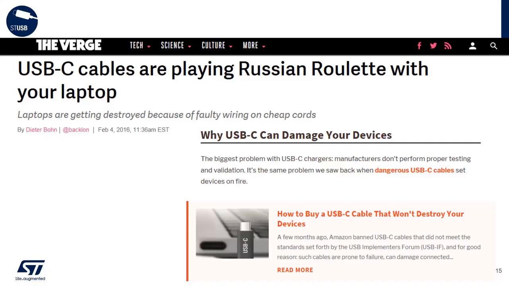Here's an illustration of bad press on the web from a few years ago because of incorrect implementations by early adopters combined with cheap or non-certified USB-C cables. When playing with power without appropriate care, it can be destructive.